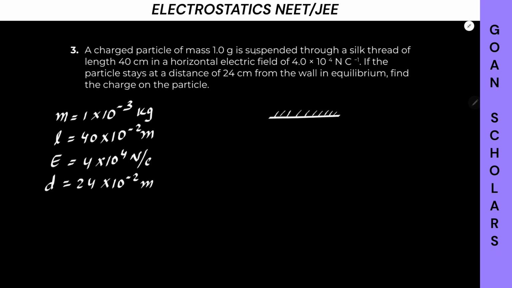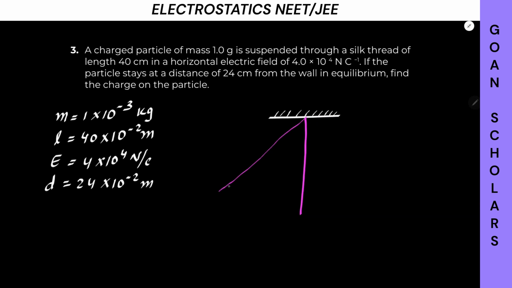Now, the question is saying a charged particle of this much gram is suspended through a thread. So let me draw a thread, in a horizontal electric field. If the particle stays at a distance of 24 centimeter from the wall, let's draw our wall. So this is our wall, and from this wall it is 24 centimeter away.